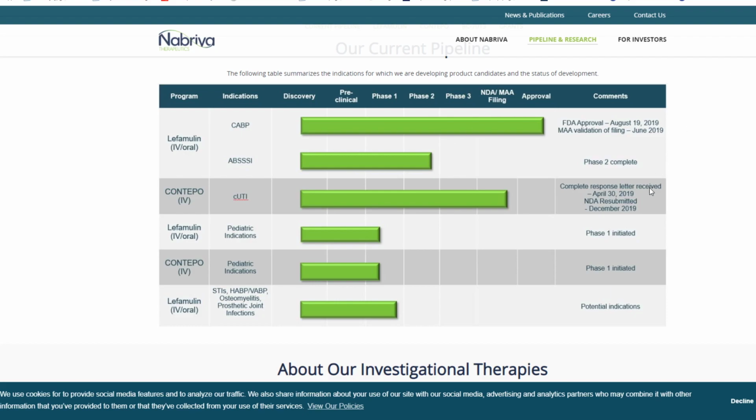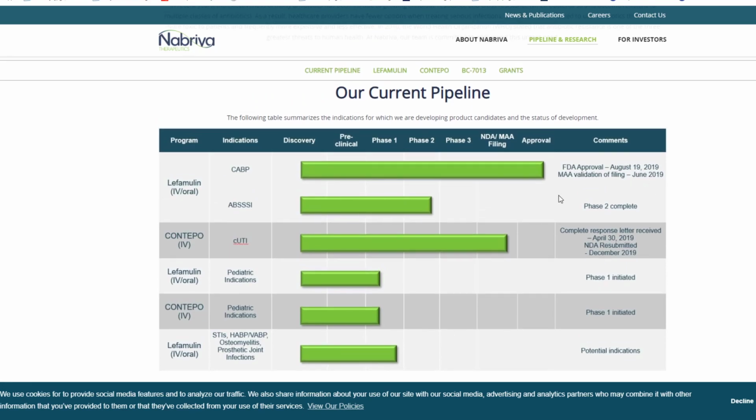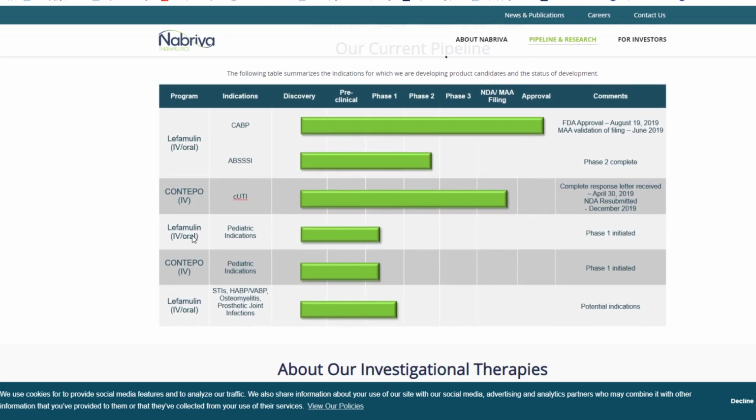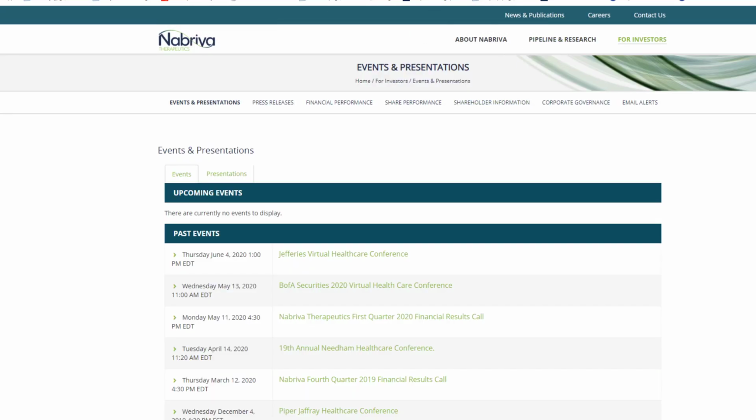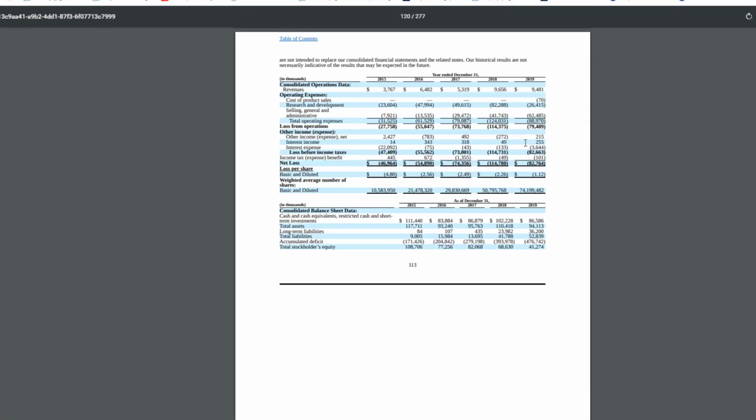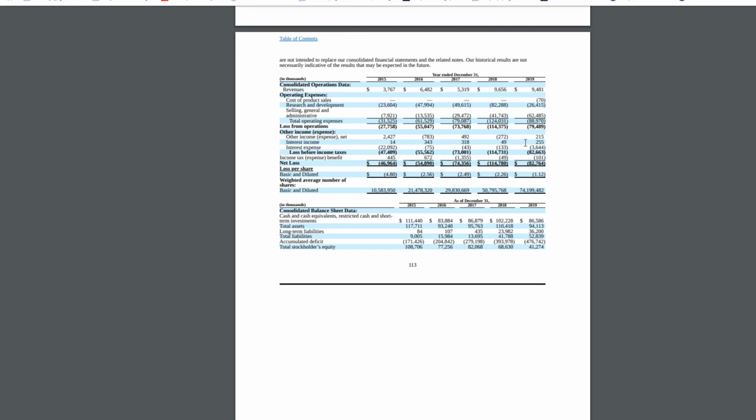They have a few things in the pipeline. So they got 5 different programs, all above preclinical, at least in phase 1 and above. One of them is actually approved, in terms of the indications, but they still got a lot of PR here to grow. In terms of the events and presentations, one thing to highlight here, but I think that kind of trend is going to break, especially since they have an approval now for one of the medicines.